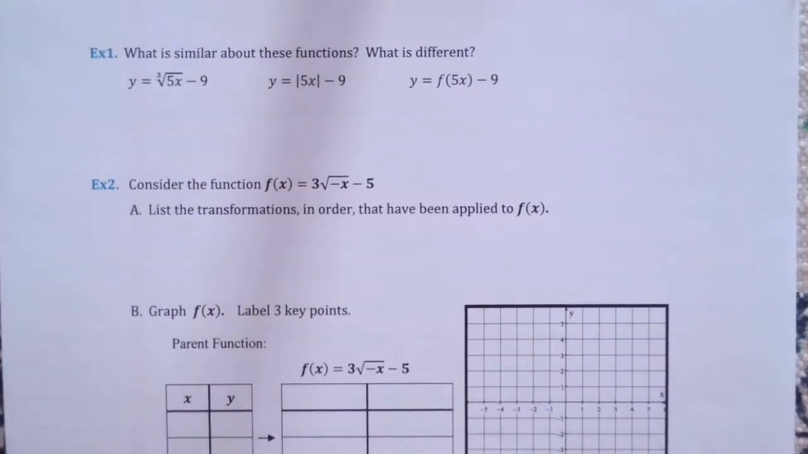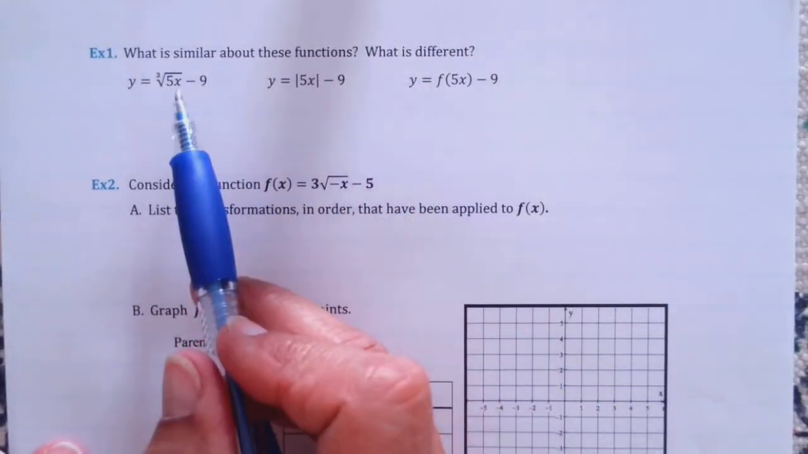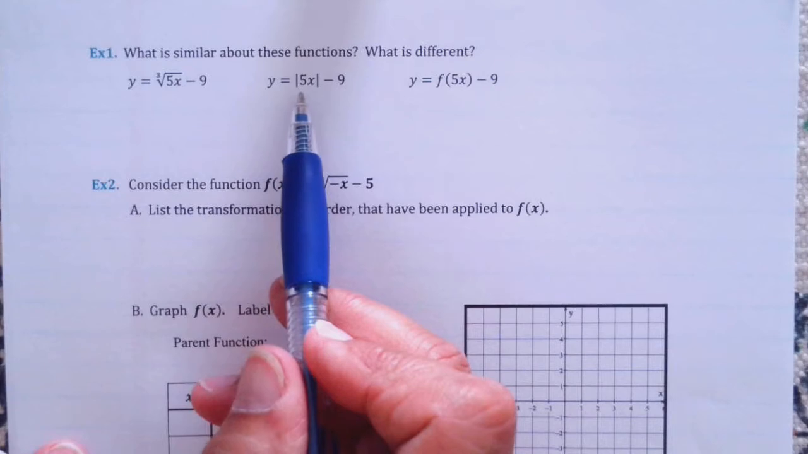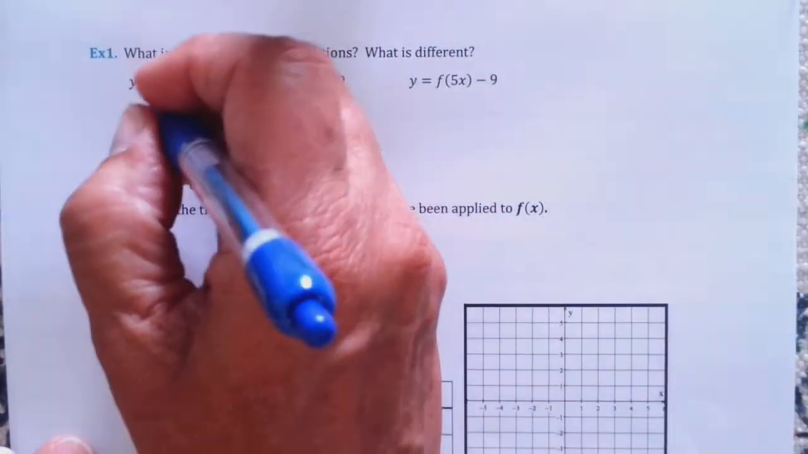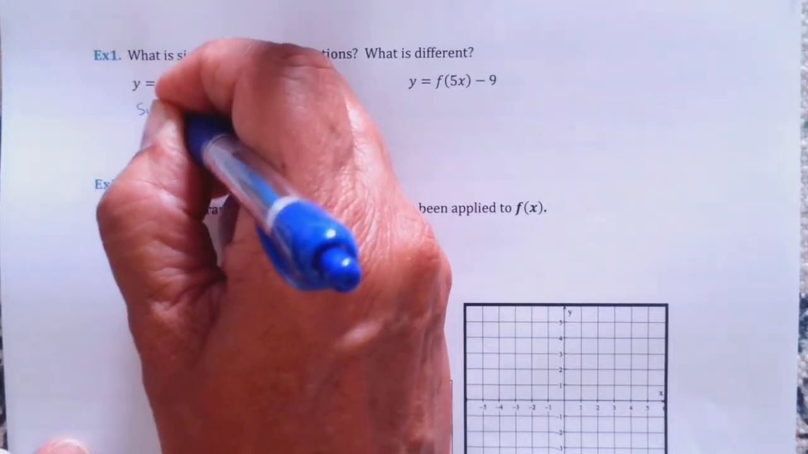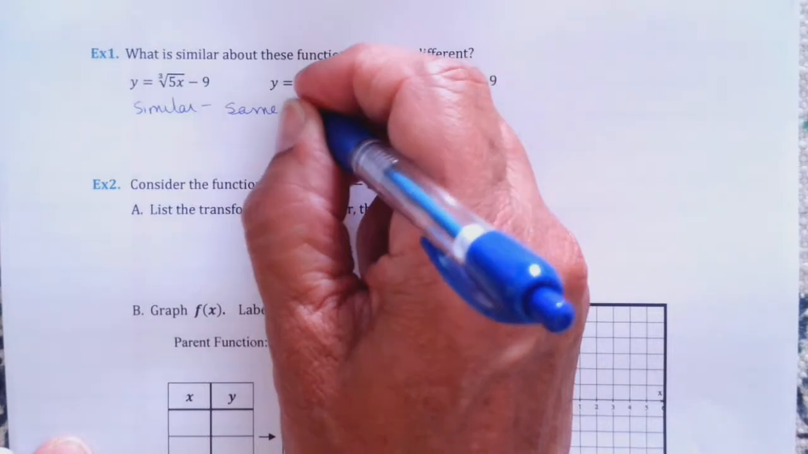Example 1 is just asking what is similar about these functions and what is different. What's similar about them is they all have the same transformations going on. They all say 5 times x, and they all say minus 9. So what's similar is that they're all performing the same transformations.